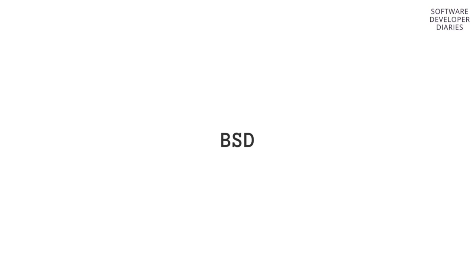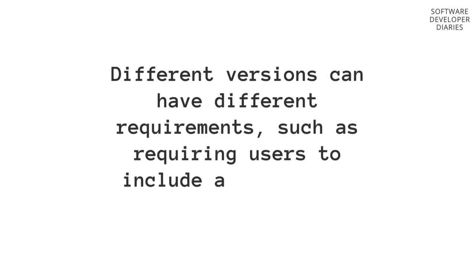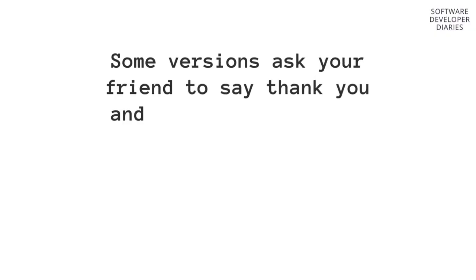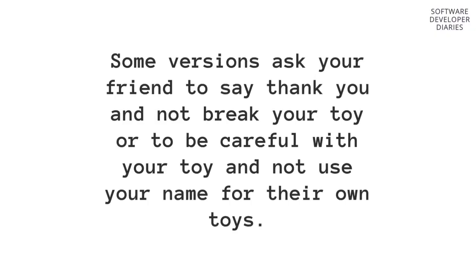The next one is BSD or Berkeley Software Distribution. This one also falls into the category of permissive licenses, although BSD licenses come in different versions and can have different requirements, such as requiring users to include a disclaimer and so on. BSD is like sharing your toy with your friend, but the rules really depend on specific types of this license. Some versions ask your friend to say thank you and not break your toy as in the ones before, while other versions ask them to be careful with your toy and not use your name for their own toys.